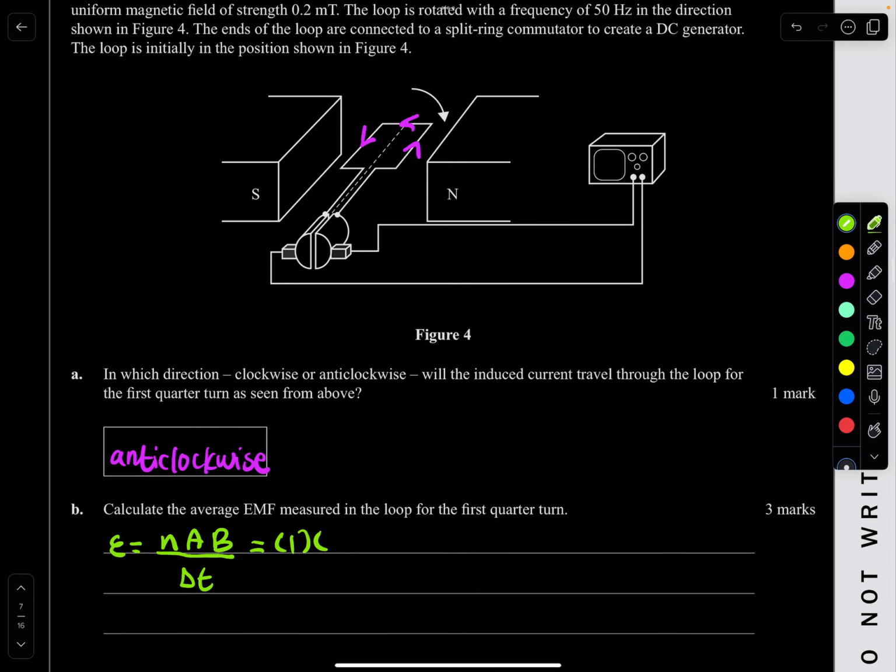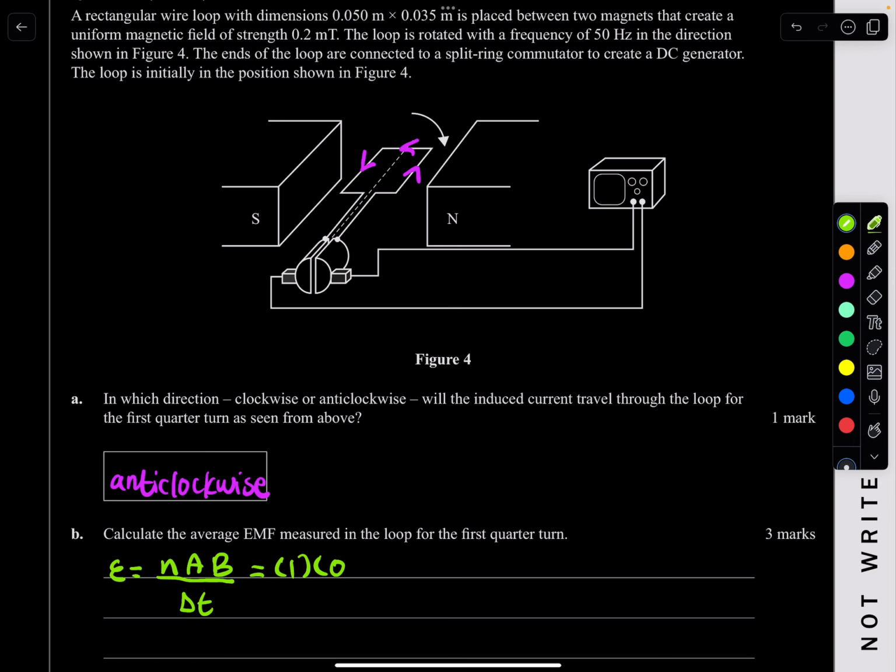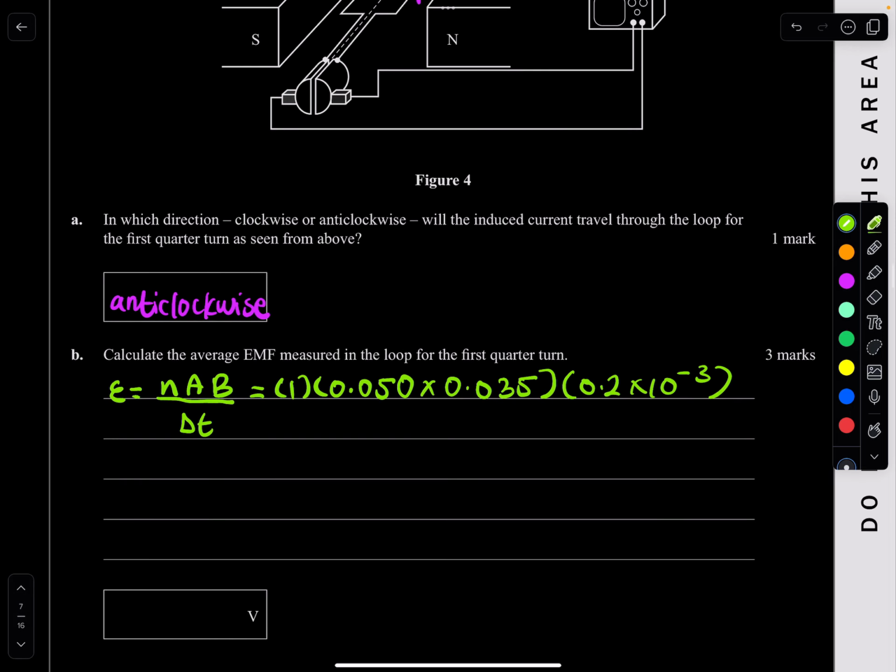Your area is going to be 0.050 times 0.035, multiplied by the magnetic field strength, which is 0.2 times 10 to the negative 3. Make sure it's in teslas, not milliteslas. And we're going to divide it by the time.